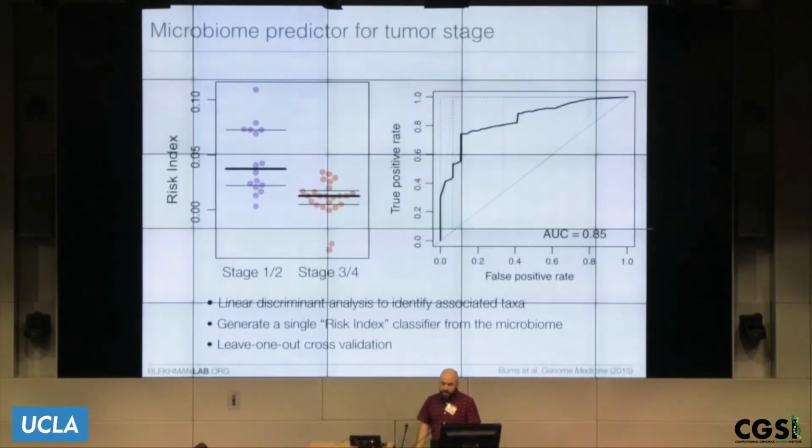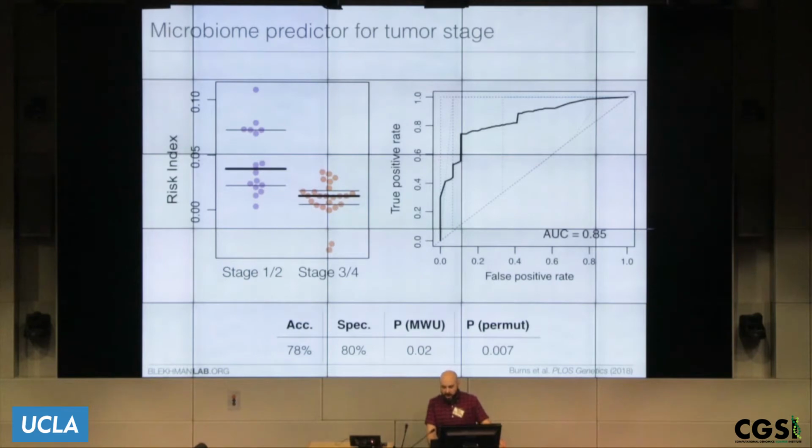And then we combined those into a single value, which we call the risk index. We used the risk index for classification, and then we used the leave-one-out cross-validation approach to estimate the accuracy of our approach. What we find is that just based on the microbiome, we can actually predict the stage of the tumor with 80% specificity and 78% accuracy. So it's not doing a very bad job of predicting the stage of the tumor just from the microbiome.